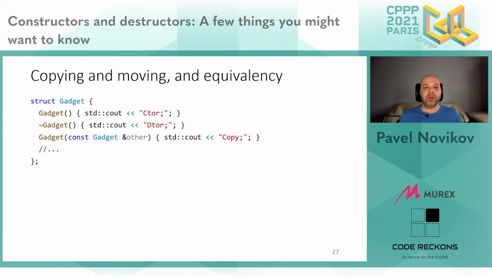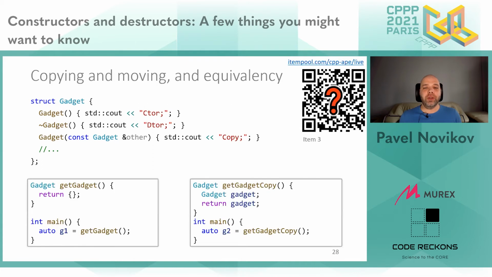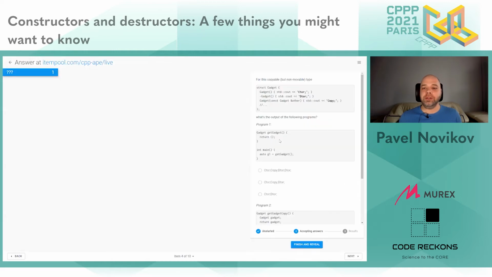The next topic is copying and moving and equivalency and what it means. The question to the audience is that we have this Gadget type that has a default constructor, destructor, and copy constructor. And we have these two programs. The question is, what will these programs print to the console? Let's head over to the answers side, or question side rather.